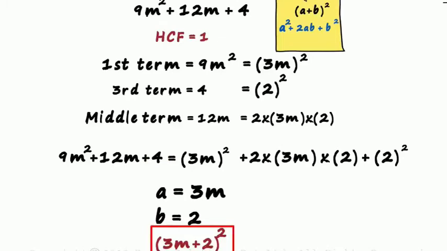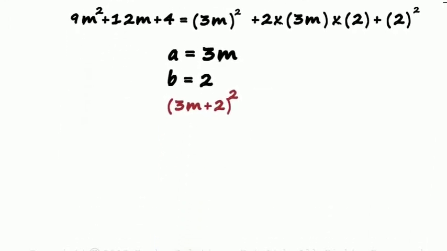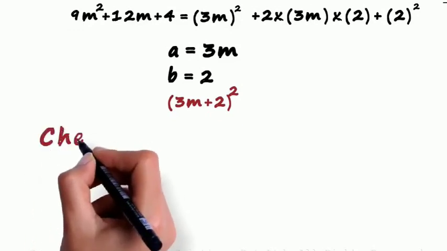So this is the factorization by the identities, and it was the first identity. The second is a minus b whole square. Only the symbol is different. In this one we need to look at the first term and third term, and both terms should be whole squares. After that we need to split the middle term in terms of a and b. So we have checked that this identity follows, so we can write 3m plus 2 whole square.